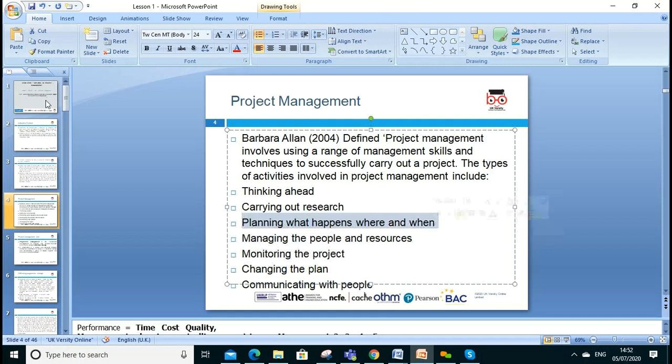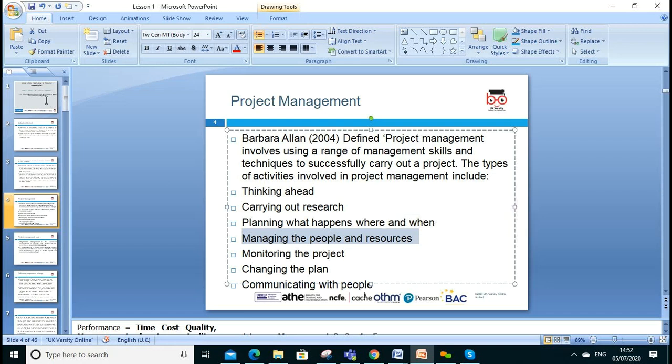Thinking ahead, you should have skills in thinking. You have skills in carrying out research. You have skills in planning what is happening and when it is going to happen. All this is part of project management. Managing people: you need good skills to manage HR as well. How can we keep the staff happy? What are the motivational theories? All this needs to be managed in monitoring the project.